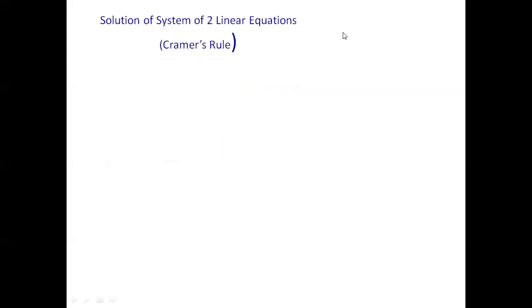Next is what? The solution of a system of two linear equations. First of all, what is a linear equation? A linear equation is nothing but an equation having degree 1. So this linear equation can be solved by using Cramer's rule.